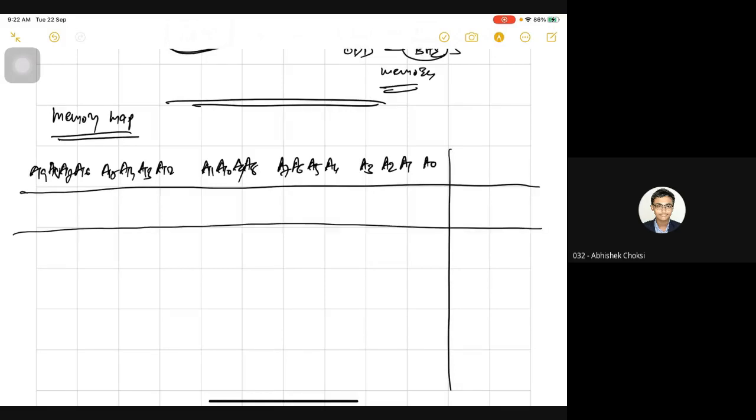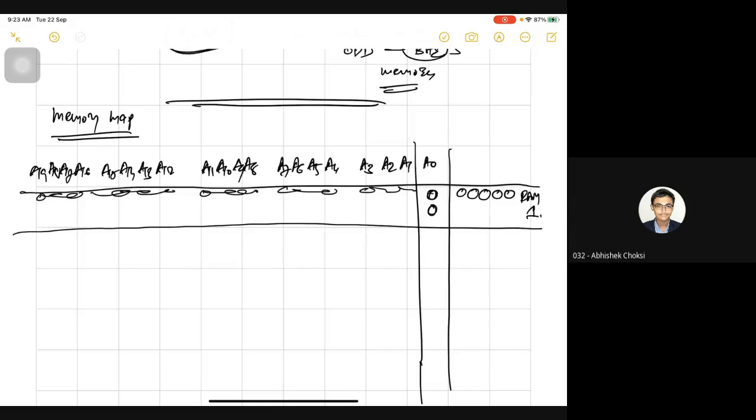Make sure that A0 is separate. Initially it will be 0, 0. This will be my RAM 1. The starting address of my RAM will be 00000, all zeros. This is clear. Yes sir, the starting address of my RAM 1 will be 00000. That is fine.